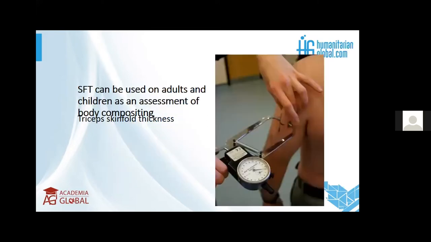Just to show you what some of the brands of the skin fold caliper look like. This is one there, and you can see they are taking the tricep skin fold thickness there. We said tricep is the back of the upper arm. That is how you take it. You can see that meter there that is having some measurements. The measurements are taken in millimeters, and the standard values also come in millimeters.